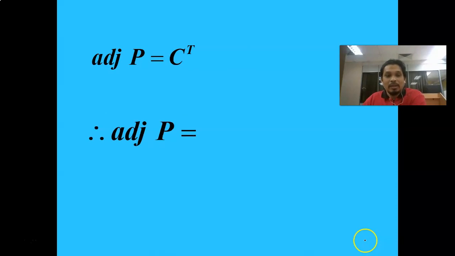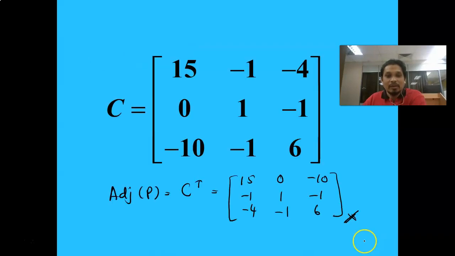Adjoint of P, I mentioned it just now. The adjoint of P is the transpose of the cofactor matrix, just now, that's this one here.